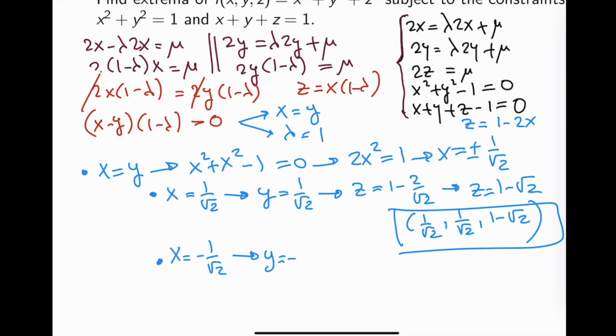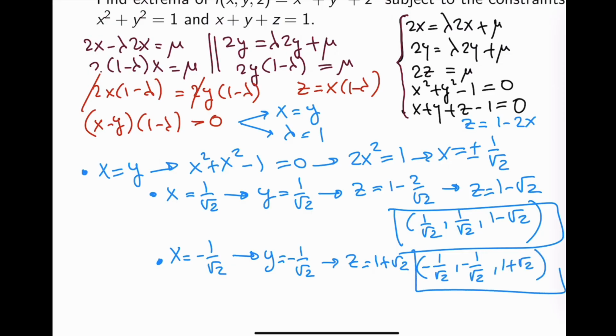We get that y is the same thing, and in the same way we get that z is actually equal to 1 plus square root of 2. And we get then the next of our candidate points. So the point is going to be minus 1 divided by square root of 2, minus 1 divided by square root of 2, and 1 plus square root of 2. So this is the second point in our list.